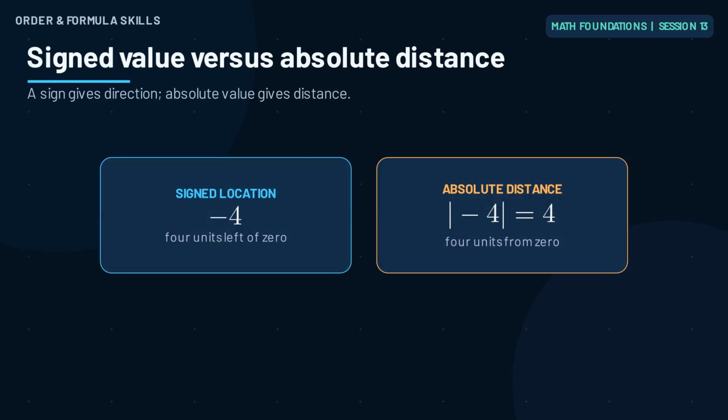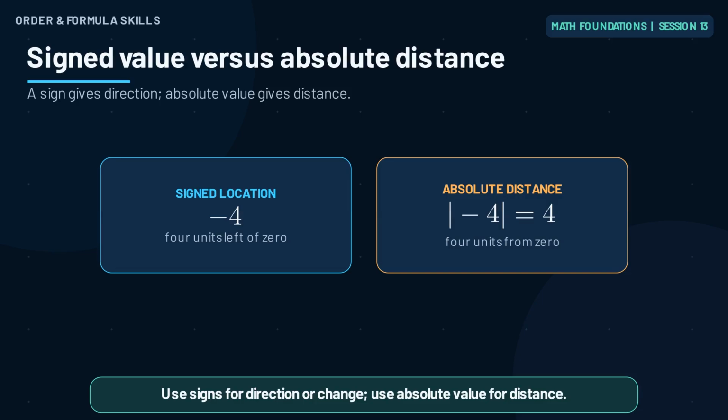The original signed value and its absolute value answer different questions. Use signs for direction or change. Use absolute value for non-negative distance from 0. Distance is never negative, even when the location is.